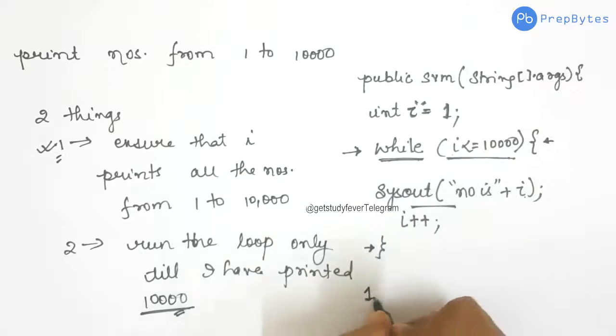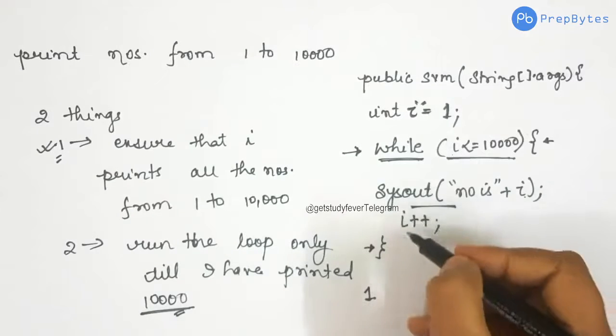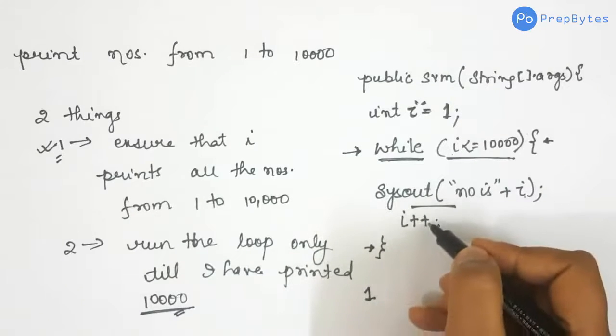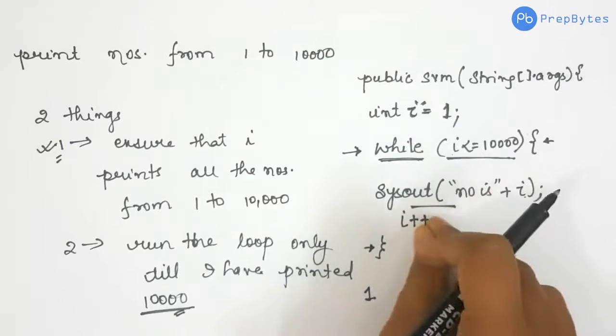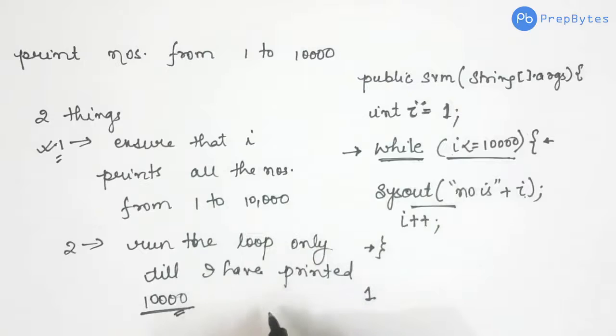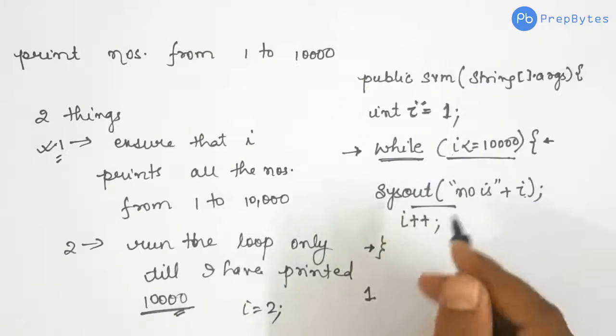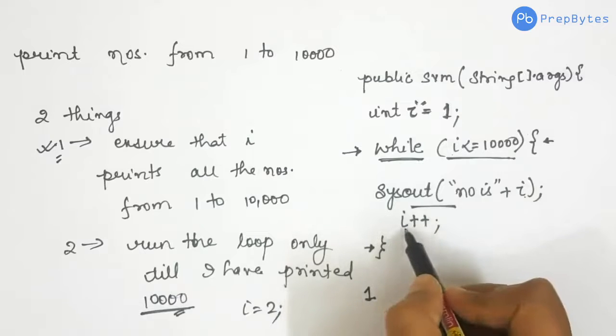Now what happens? I gets incremented. This is what we are doing. We are incrementing I by 1. So I gets incremented. Now the value of I is 2 for us. So again, what happens now? You have to see that I gets incremented.